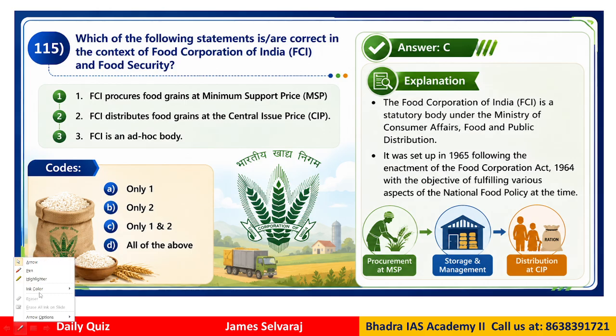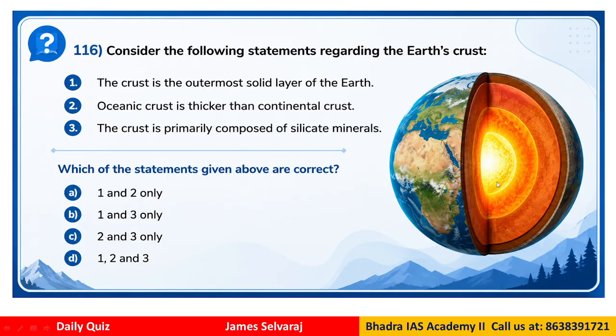Why? Because FCI is not an ad hoc body. It is basically a statutory body under the Food Corporation Act 1964. Okay, so remember it is basically a statutory body. Exam में ऐसे question आपको पूछा जाता है, like these are very common type of question that you can expect in any exam. Question 116.